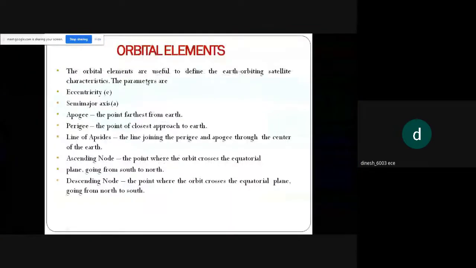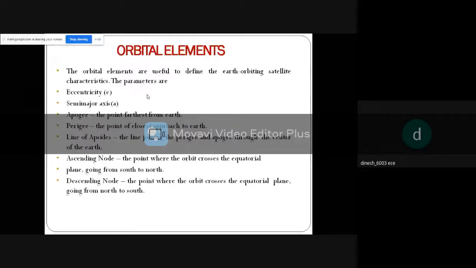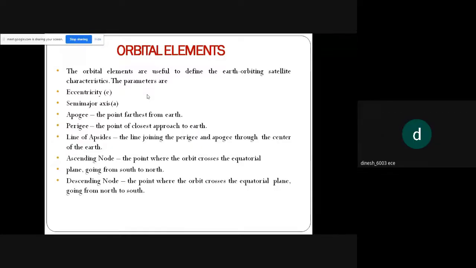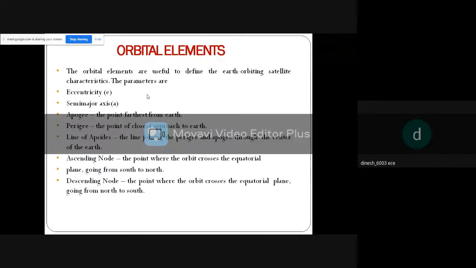So next are some of the orbital elements that I'm going to define. Eccentricity, we all are familiar. Semi-major axis, we all are familiar. Apogee is familiar. Perigee is familiar. The orbital elements that are useful to determine the Earth orbiting satellite characteristics are eccentricity E, semi-major axis A, apogee, perigee. All these are already defined.